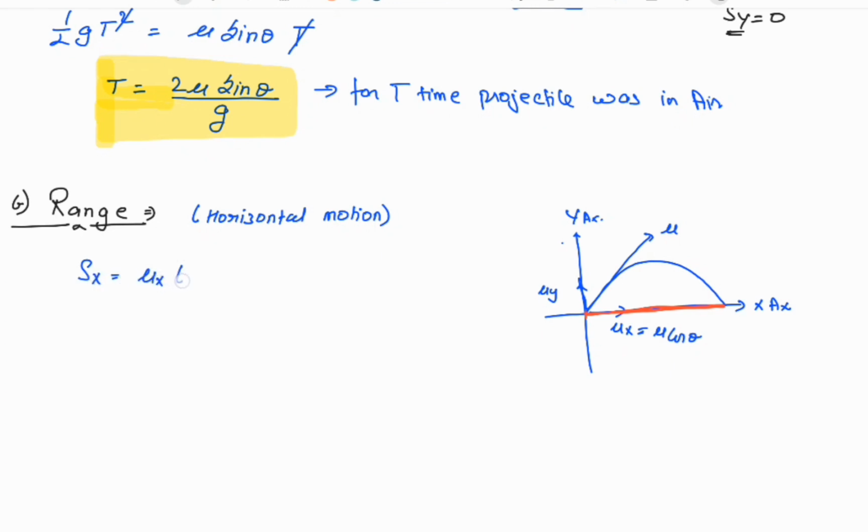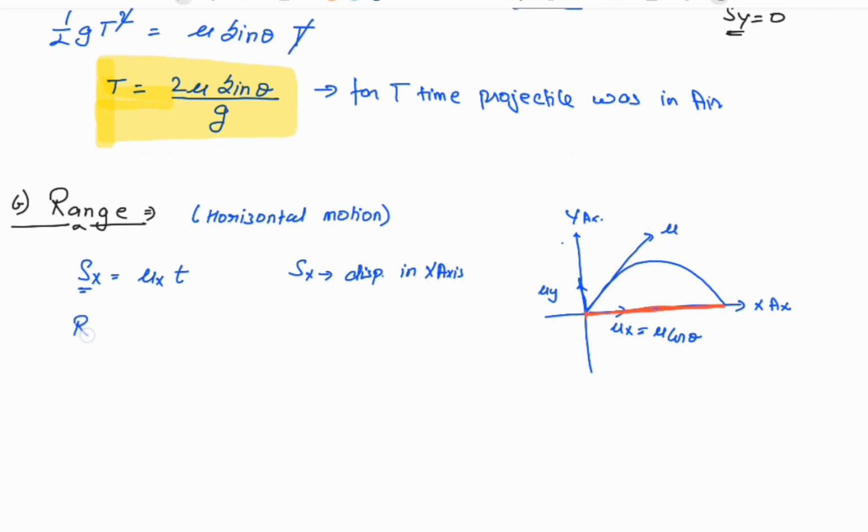S of x is equal to u of x t. Now we know that because a of x is 0, the term half a t square is going to be 0. That's why I'm going to use the second equation. S of x, which I am calculating now, is the displacement in the x-axis.